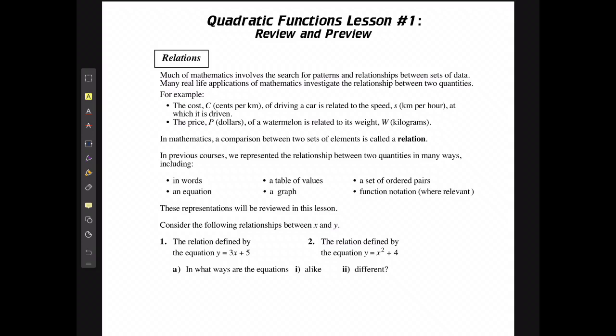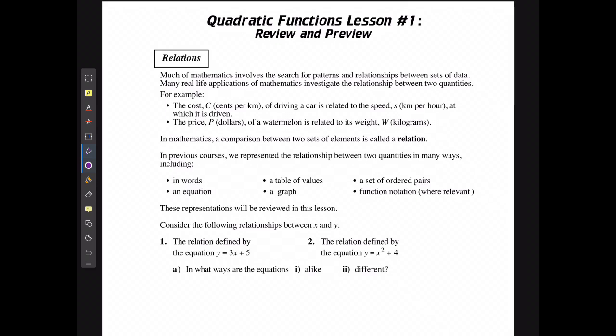Okay, so we're going to start this first lesson with a review and a preview of relations and functions. In terms of relations, much of mathematics involves the search for patterns and relationships between sets of data. Many real-life applications of mathematics investigate the relationship between two different quantities.